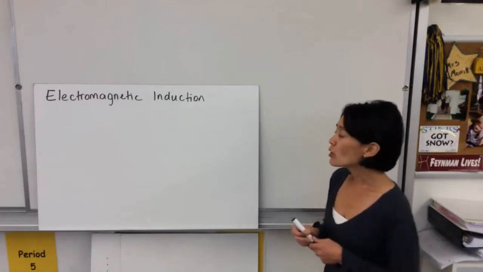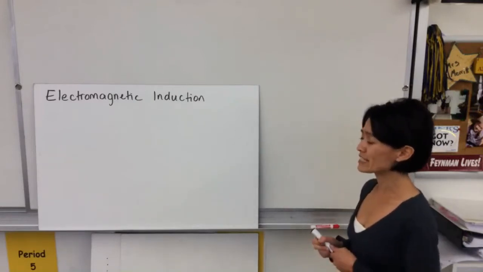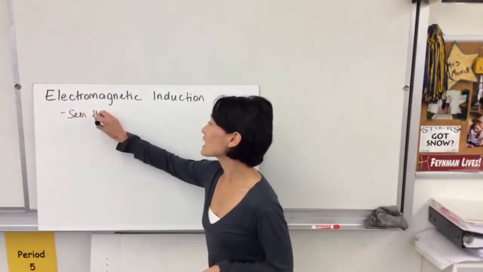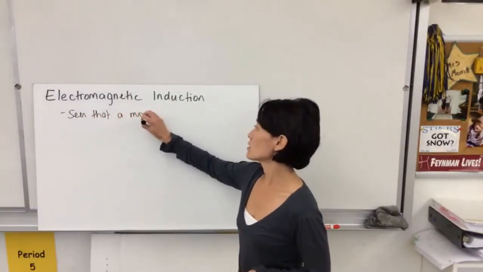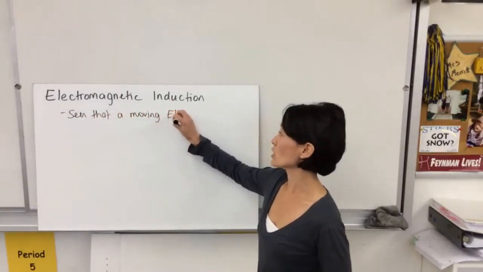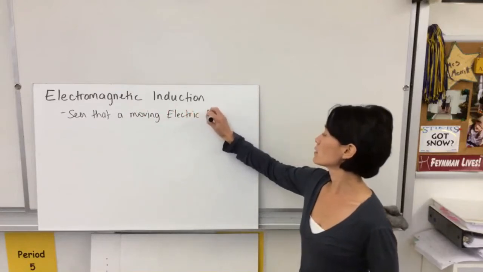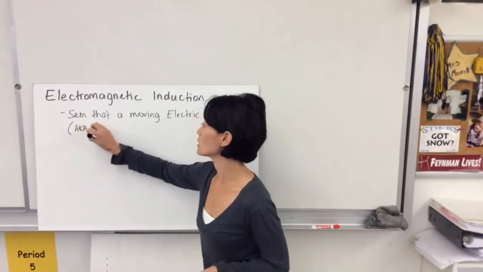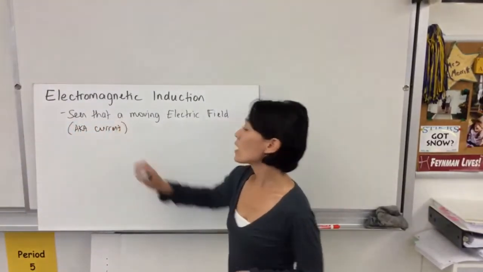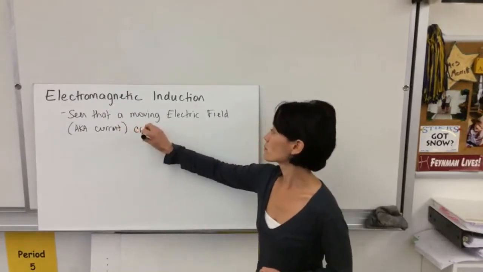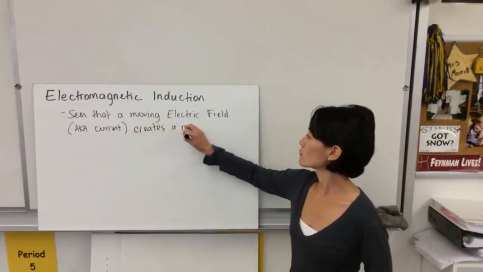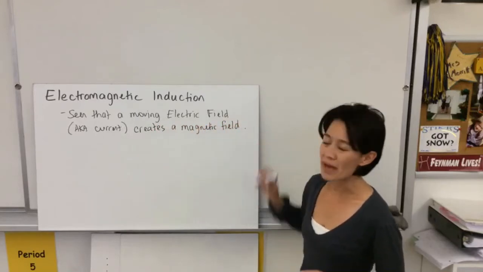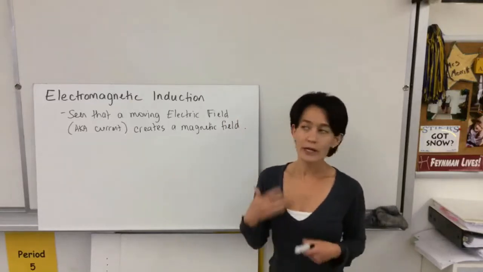So to start off with electromagnetic induction, we've previously seen that a moving electric field, which is just a current, right, creates a magnetic field. And we've looked at what that magnetic field looks like in terms of right-hand rule number 1, etc.